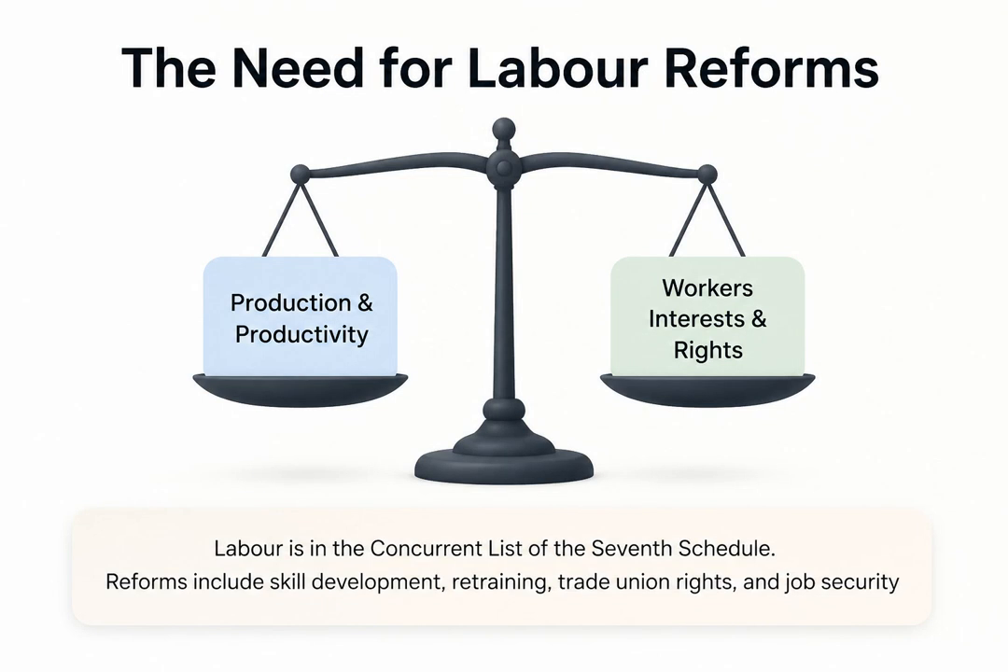Labor is just as essential as capital for any industry. In India, labor falls under the concurrent list of the Seventh Schedule, meaning both union and state governments can frame laws around it. For industries to reach their true potential, labor reforms are necessary. These reforms aim to strike a delicate balance, increasing production and employment opportunities while fiercely protecting workers' interests. This includes updating skills, ensuring job security, and safeguarding trade union rights.